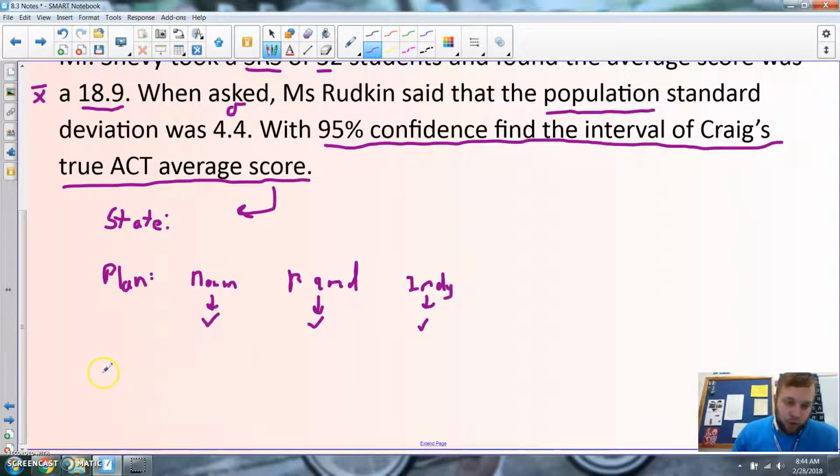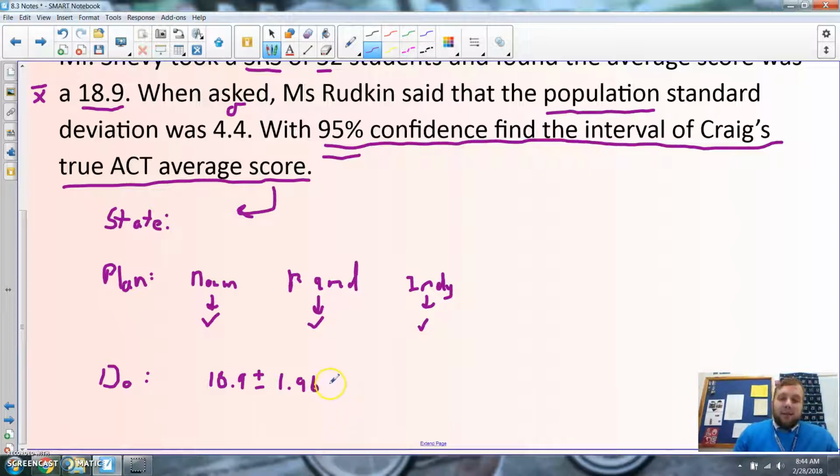Now let's go to do. Literally what I would do is my best guess, which would be 18.9, which is not very accurate, right? That's just from 32 people. That's what I found was their average ACT score. Times a critical value of 95%. Well, a 95% confidence interval would be a 1.96. You should almost have that memorized by now.